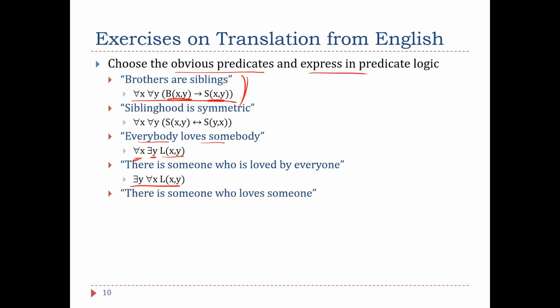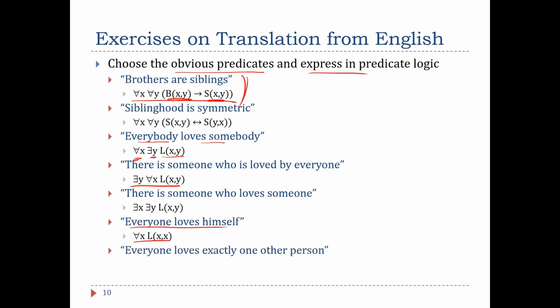There is someone who loves someone, just two existential quantifiers. And the last one, everyone loves himself, so for every x, love of x and x. Everyone loves exactly one other person. Do you remember when I told you that we do not allow ourselves to say that there exists exactly one y such that x loves y, okay?